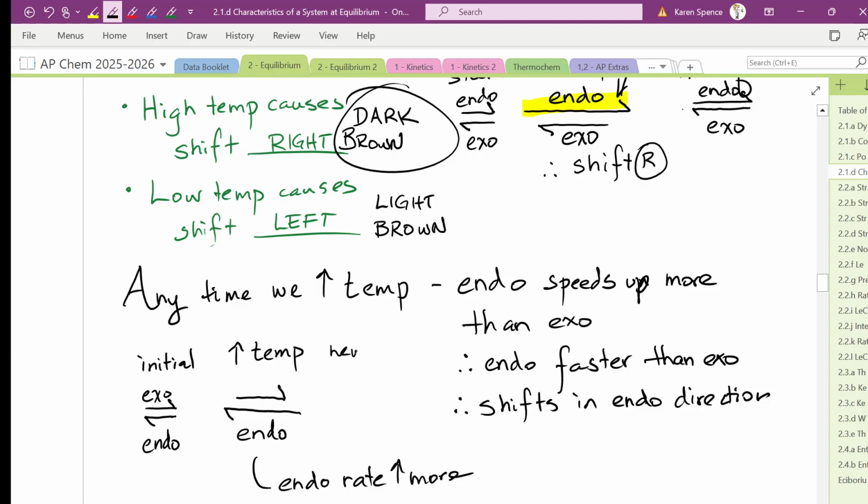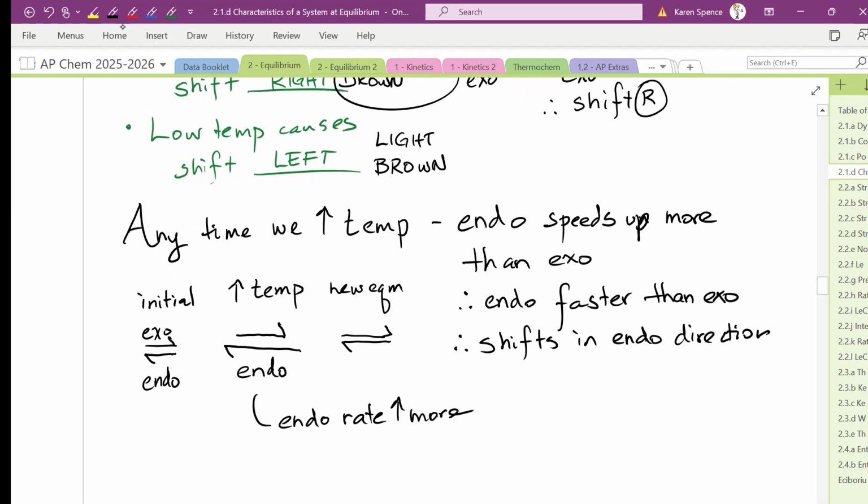And then our new equilibrium, we would have both rates being bigger than they were before. But in this process, because that reverse rate is faster, in this case, we would be shifting left.